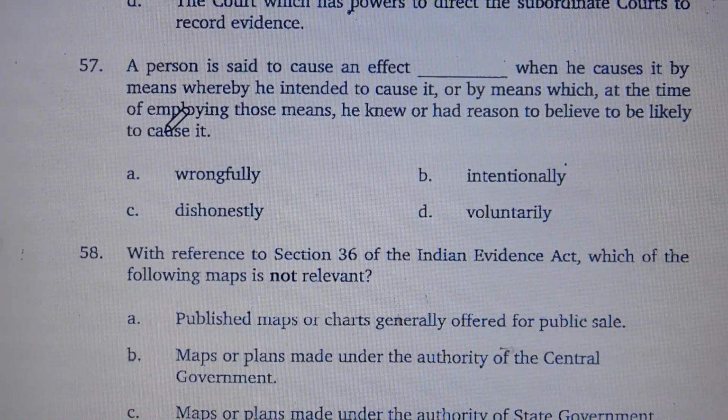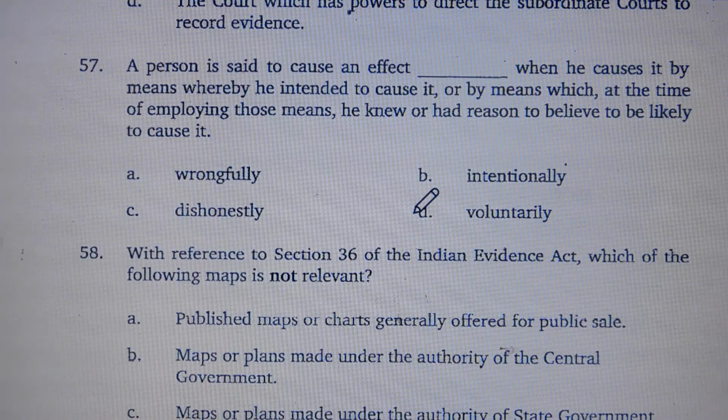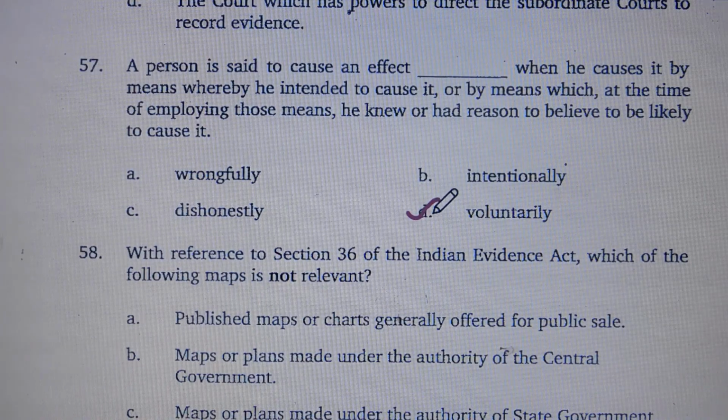Question number 57. A person is said to cause an effect dash when he causes it by means whereby he intended to cause it, or by means which at the time of employing those means he knew or had reason to believe to be likely to cause it. Answer is option number D, voluntarily.